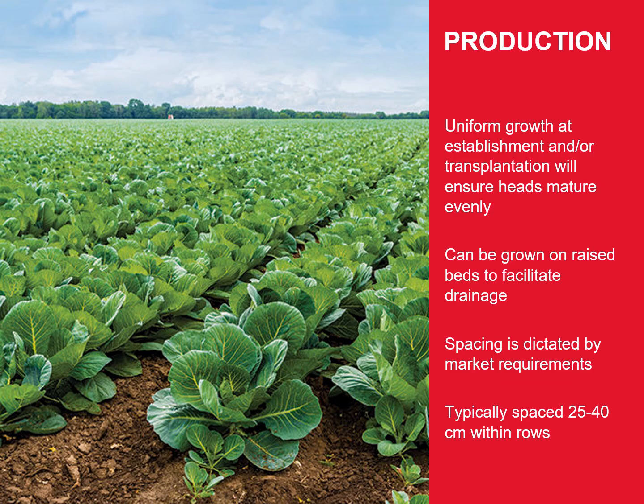Spacing between the plants is dictated by the different market requirements. The closer the plants are together, generally the smaller the head of the cabbage will be, and the wider the spacing, the larger the head of the cabbage will be. They're typically spaced between about 25 to 40 centimeters within rows.